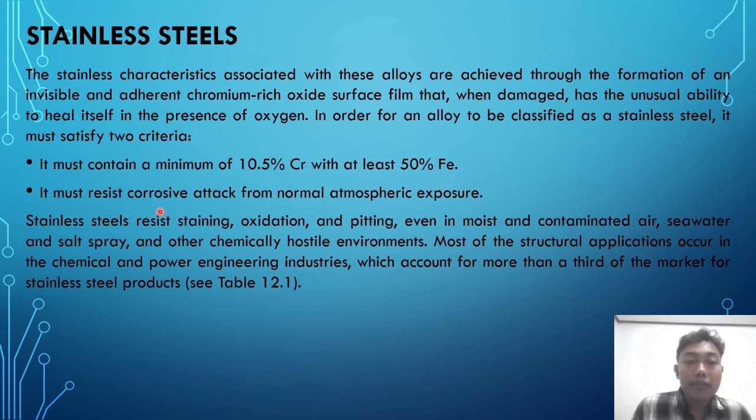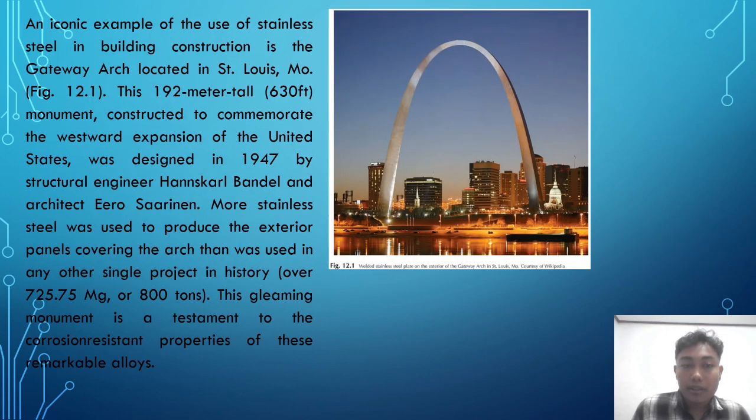It must resist corrosion attack from normal atmospheric exposure. Stainless steel resists stain, oxidation, and pitting in moist and contaminated air, seawater, salt spray, and other chemically hostile environments. Most structural applications occur in the chemical and power engineering industry, which account for more than a third of the market for stainless steel products, as you can see in Table 12.1.